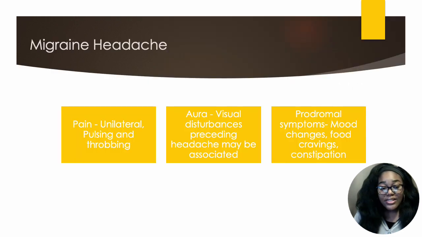So here are those clinical manifestations. We have pain. Again, it's unilateral, and normally the pain is described as pulsing and throbbing on one side. Individuals will experience an aura or visual disturbances preceding the headache, and sometimes it is associated significantly with those migraine headaches. And then the prodromal symptoms or the actual manifestations of this could be mood changes, food cravings, and even constipation.